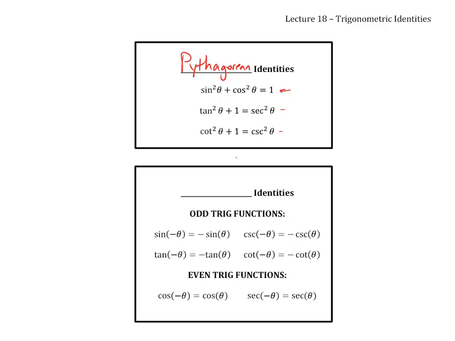We also have our even-odd identities, which simply remind us that certain functions in our list of trig functions are even, and some are odd. The odd functions are the ones where we can pull a negative from inside the argument to outside the function. So sine of negative theta is negative sine of theta. Cosecant of negative theta is negative cosecant of theta, and so forth. And then the two even trig functions are the cosine and the secant function.